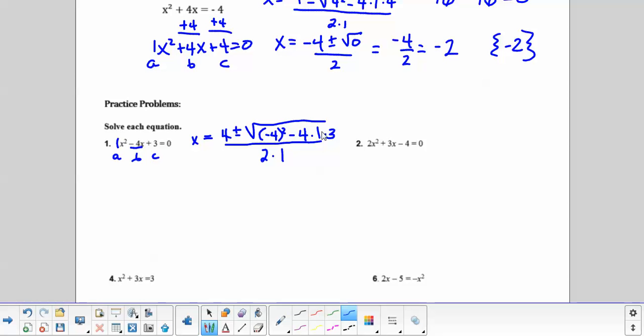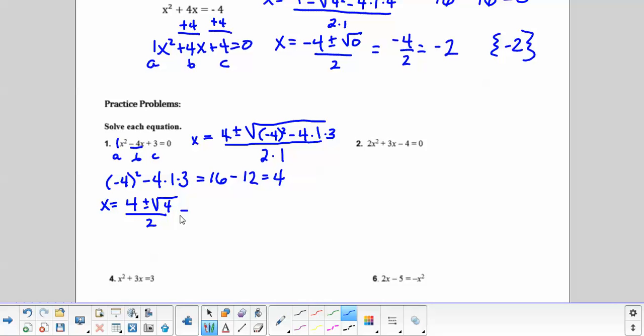Okay, now I'm going to look at the inside part. You can put negative 4 squared minus 4 times 1 times 3 in your calculator all together if you want, or you can evaluate it step by step. Negative 4 squared is negative 4 times negative 4, and that's 16. 4 times 1 times 3, that's 12. So 16 minus 12 is 4. So I have x equals 4 plus or minus the square root of 4 over 2.